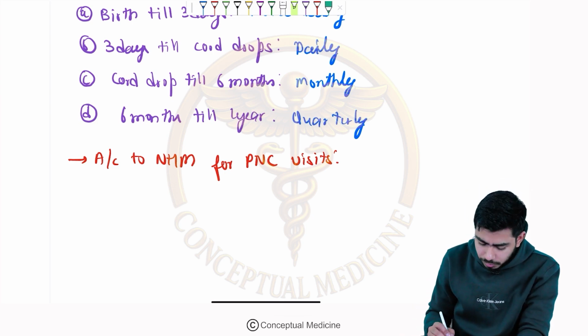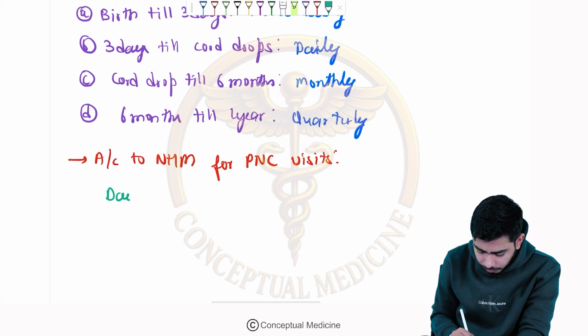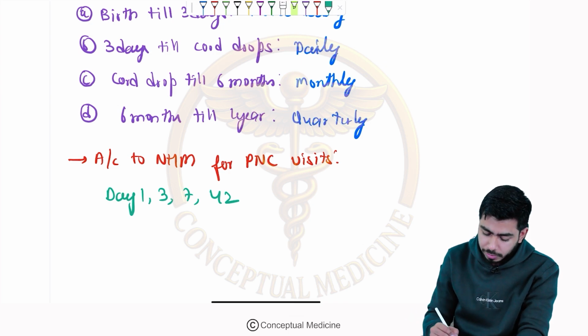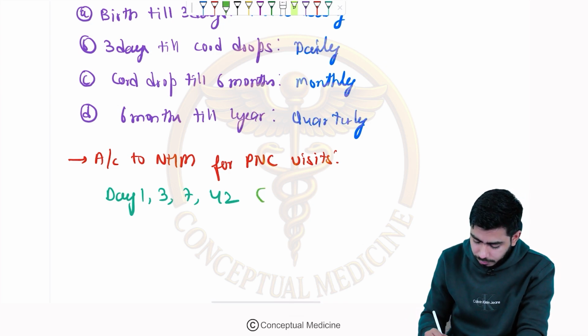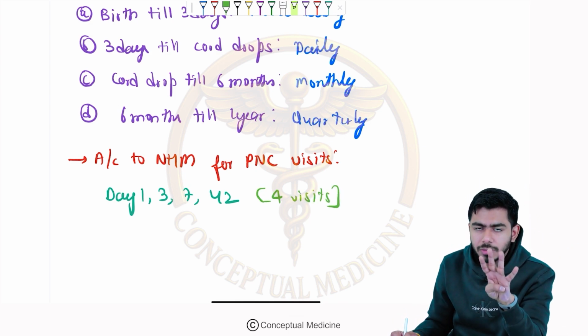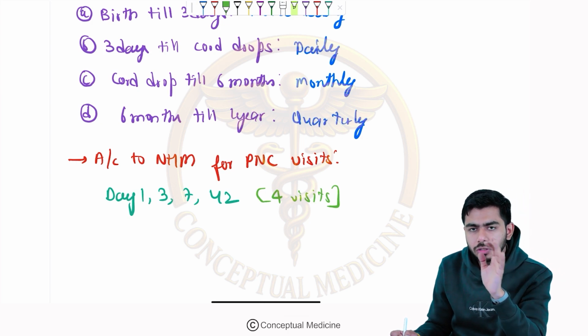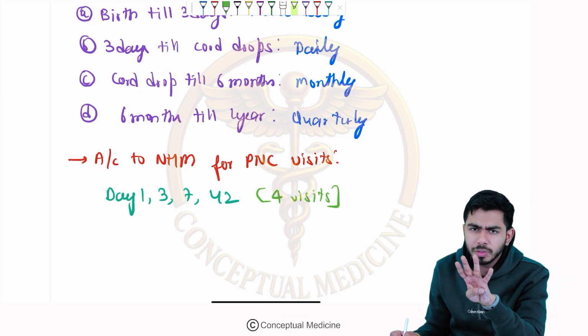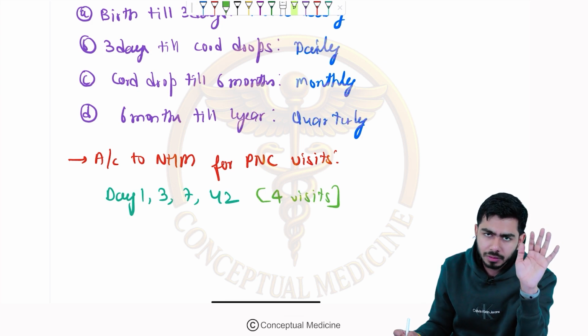They are saying that 4 visits should be there, like 1 visit on day 1, then day 3, then day 7, and then day 42. How many visits in total? There should be 4 visits in total. So 4 visits for antenatal care, and 4 visits should be the minimum for postnatal care. So 4 and 4 you need to remember according to India, right?